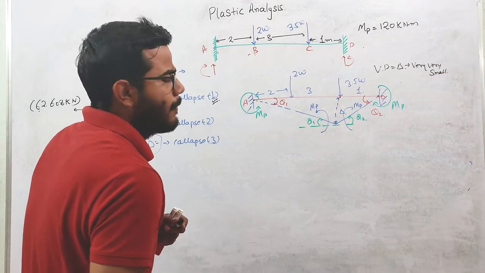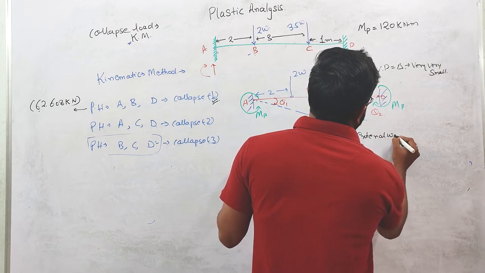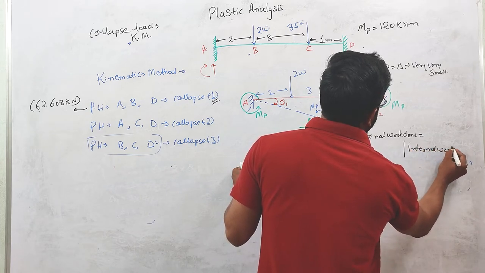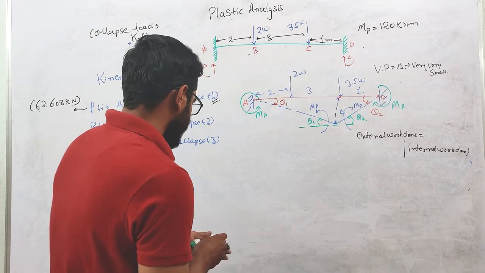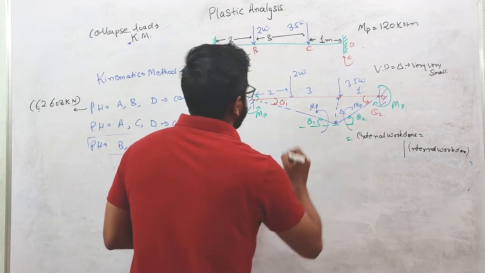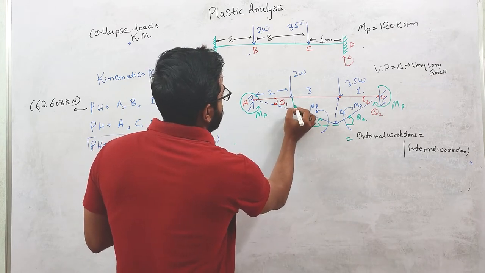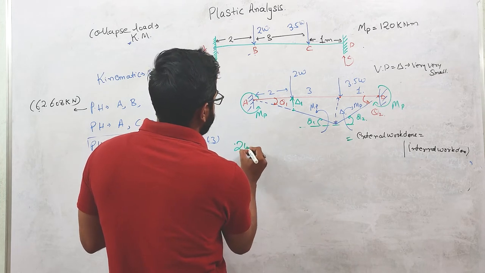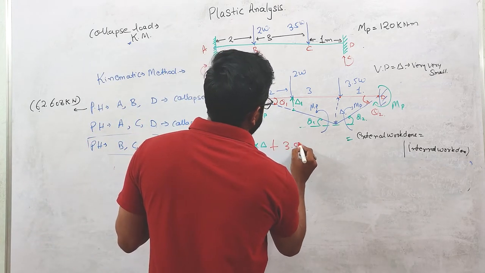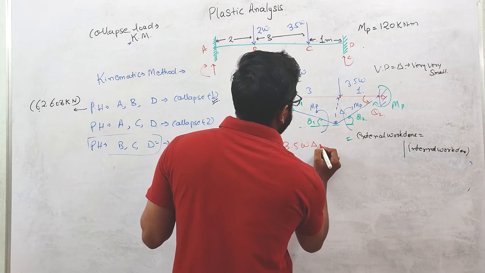Now, if you apply the concept of the virtual work method, external work done is equal to mod of internal work done. Putting the values in this statement, let us suppose this is delta 1 and this is delta. I can write 2W into delta 1, external virtual work done, plus 3.5W into delta.